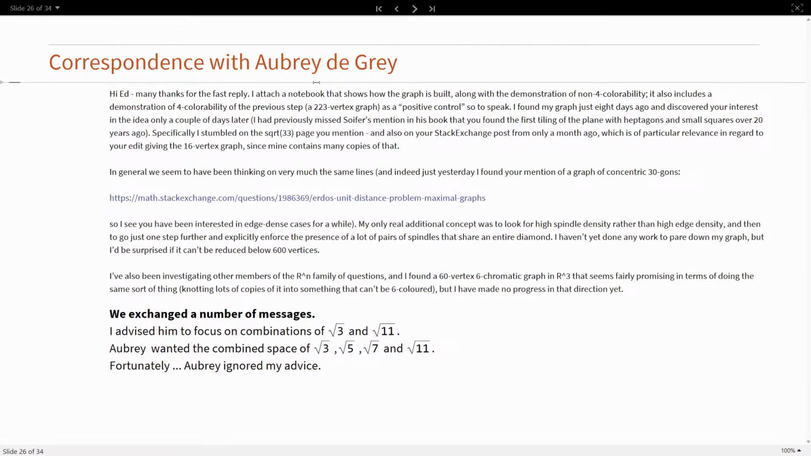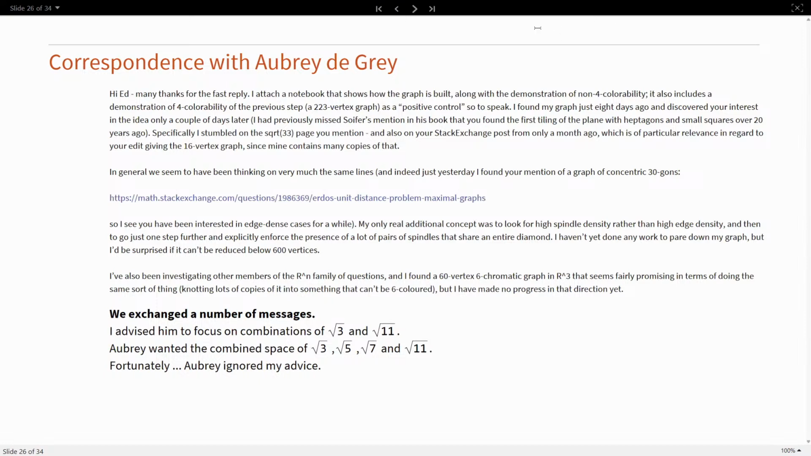And Aubrey de Grey took interest in my graph, and we started a correspondence looking at the problem. After a number of messages, I was suggesting that we could stay with the square root of 3 and the square root of 11. But Aubrey was thinking, no, you need more than that. I think you also need the square root of 5 and the square root of 7. You need some of the graphs from those as well.